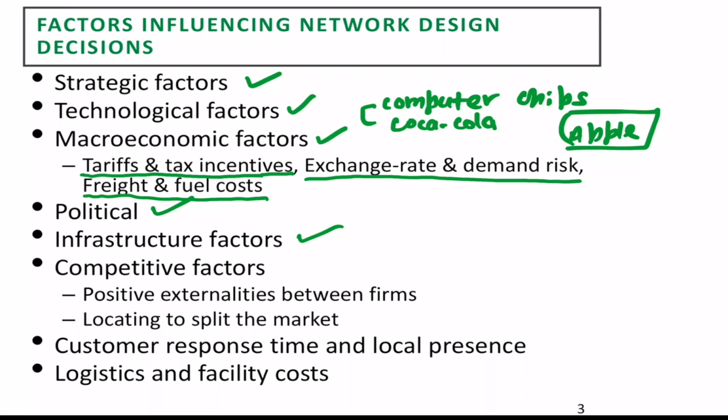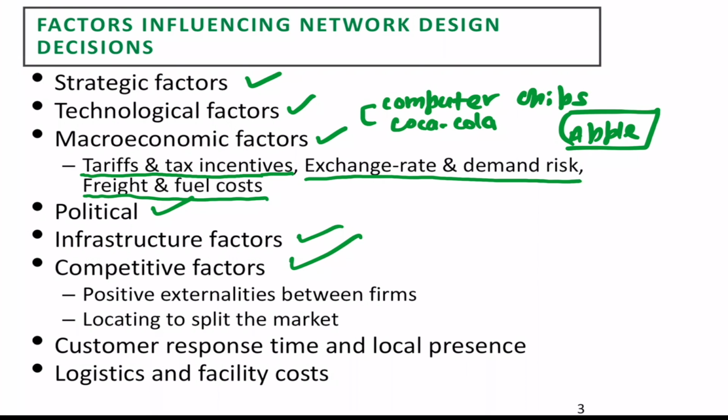Infrastructure factors are also very critical. For example, if a facility is located in a country where infrastructure is not good, in those places transportation costs may be very high. Availability of good roads or railways or closeness to airports, all those play an important role when deciding about network design. Any business competing in a global competitive environment has to take into account competitive factors.